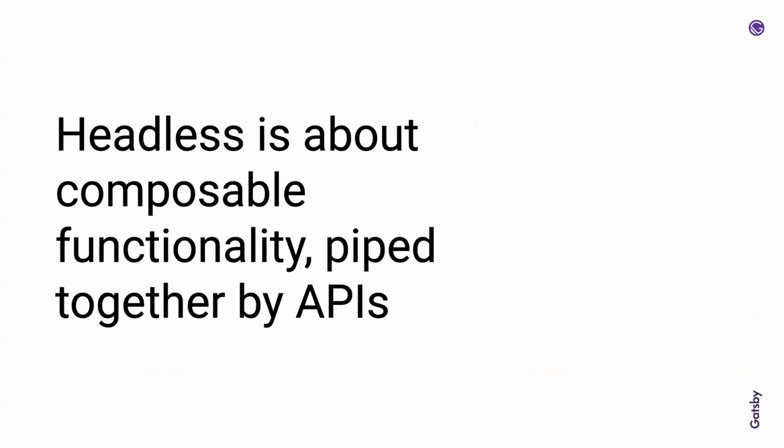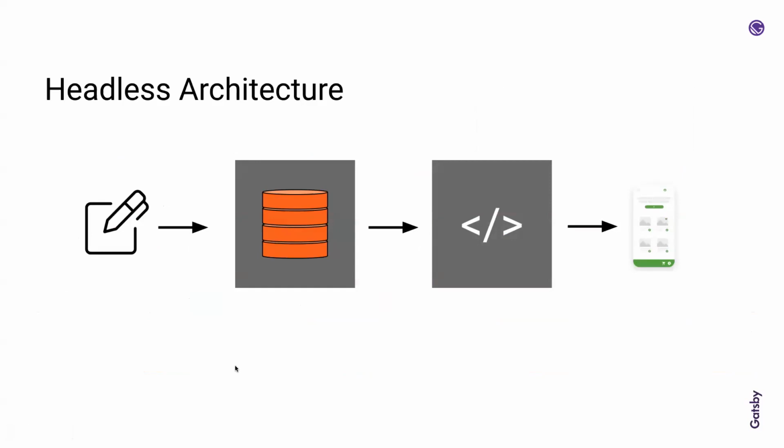Headless, on the other hand, is about composable functionality piped together by APIs. So we're getting best of breed functionality by each tool, and we're bringing them together in a headless API-driven way. Headless architecture is breaking apart these boxes, where the back end is in its own box and the front end is in a separate box. That means back end components can be updated without interacting or messing up with the front end components, and vice versa. So teams can go at different speeds and not trip over each other.